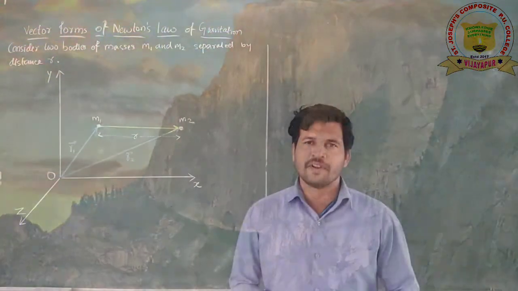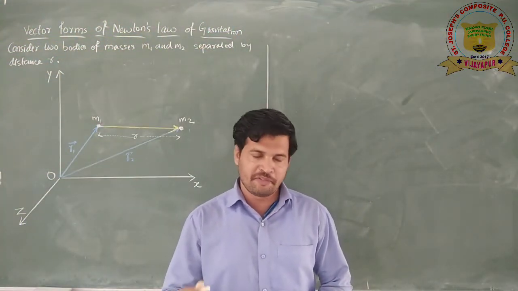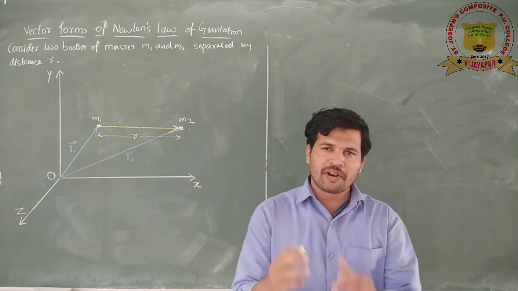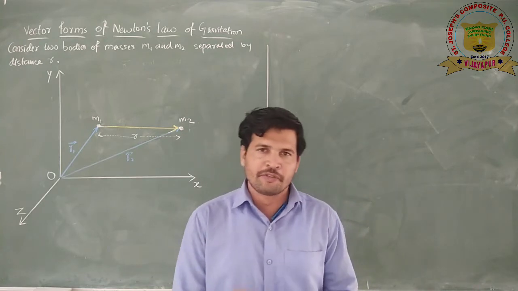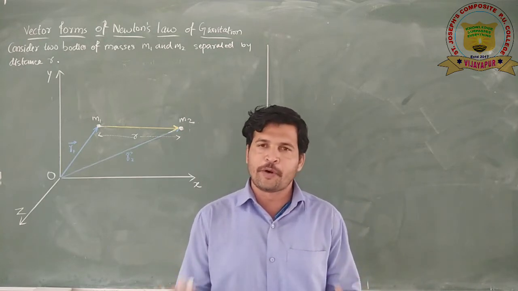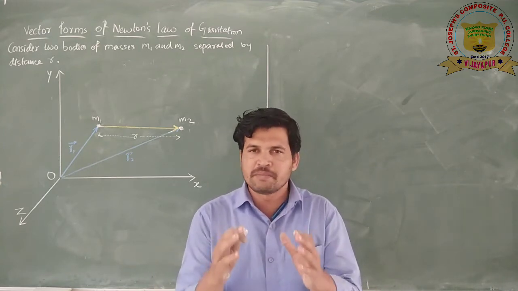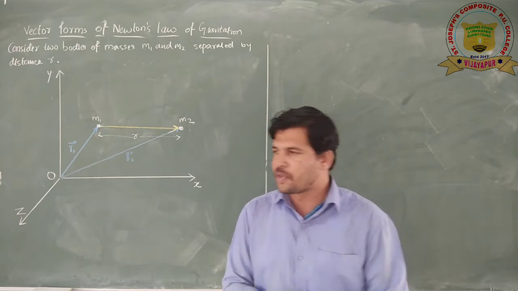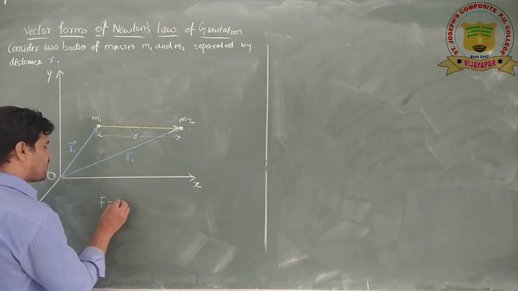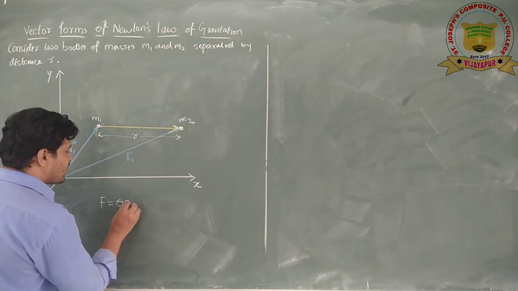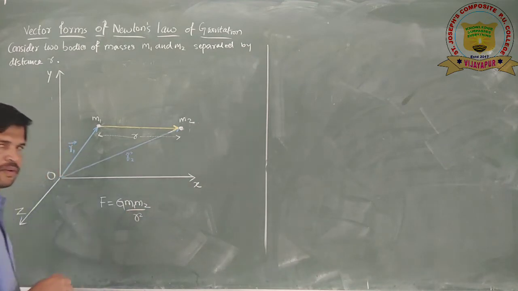Hello students, in this video we are going to learn the vector form of Newton's law of gravitation. You are already familiar with Newton's law of gravitation, and it gives the force of attraction between any two bodies because of gravitation. There we only considered the magnitude of the gravitational force, and that magnitude can be calculated using this equation, that is F equals G m1 into m2 divided by r square.